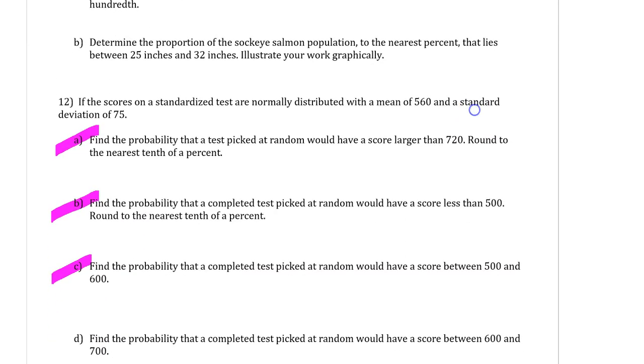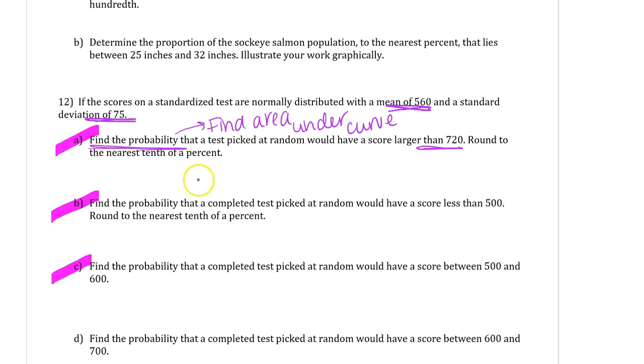All right, coming down to 12. If the scores of a standardized test are normally distributed with a mean of 460 and a standard deviation of 75, find the probability that a test picked at random would have a score larger than 720. When it's asking you to find the probability, that's the same thing as asking you to find the area under the normal distribution curve. And we do that using normal CDF in our calculator.